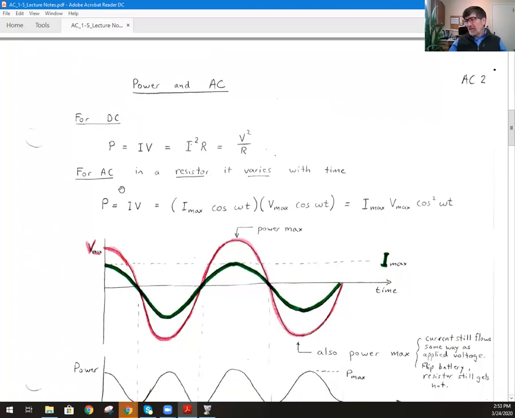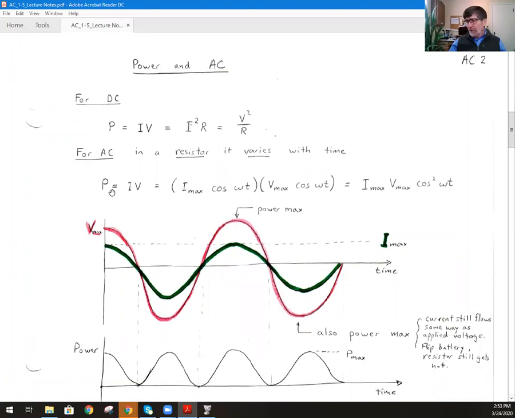For AC, the trouble is it's varying with time. It's still true that the power at any moment, the amount of power being dissipated at that instant, is current times voltage. That's always true. But now we can put in expressions for this. I just a moment ago derived an expression for the current. It would be I max times cosine omega t. And the voltage, this could be EMF max. Here I've switched to V. I'm not sure why, but so now we're going to say V max times cosine omega t.